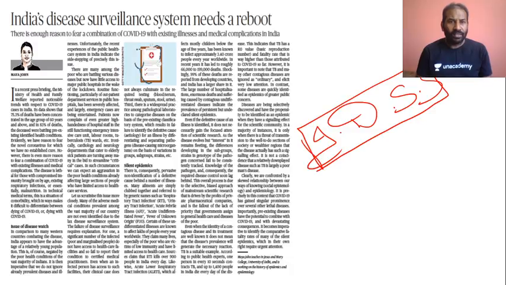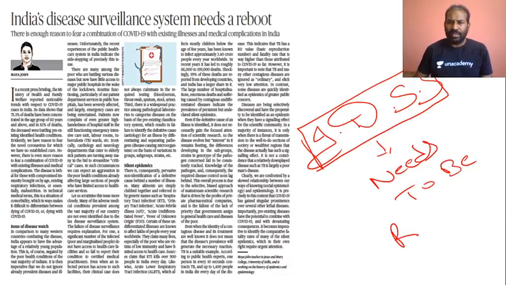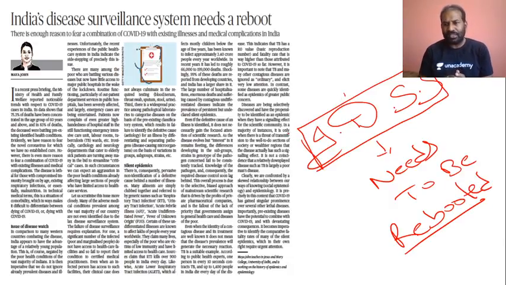This article talks about, and what it says is, this needs a reboot. That means there is a system in place, but there has to be more enhancement or boosting for India's disease surveillance system. The surveillance system in regards to the disease that India has is not up to the mark, and it has to be rebooted. It has to have more vigor, and it has to be taken into the system itself with more force.